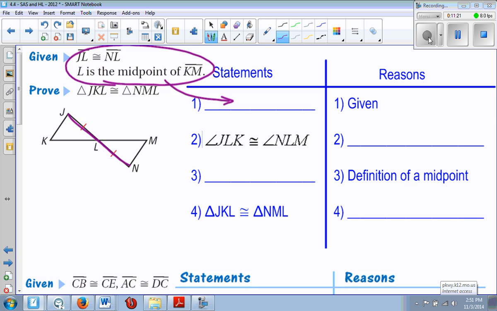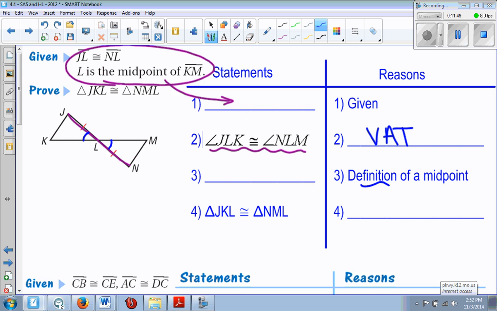So looking at your picture, notice that in step 2, they make this statement. Angle JLK in the picture is right here, and angle NLM in the picture is right here. And if you remember back from a couple of units ago, we said that those angles would be congruent because of vertical angles theorem. Anytime you have vertical angles in a picture, they're going to be marked congruent.